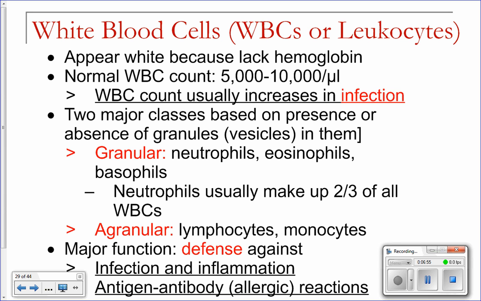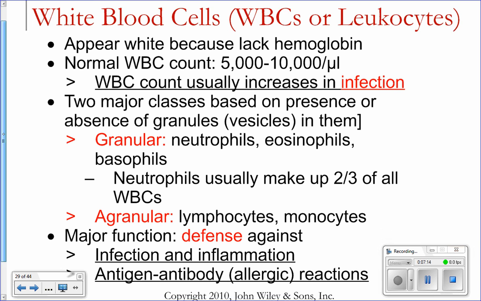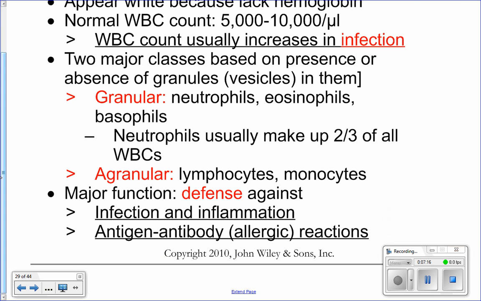Because when you do get an infection, your white blood cell count increases because it's sending more of an army there to fight off the infection. Okay, so if you have a higher white blood cell count, that could be for infection or cancer. Okay, so we have 2 major classes of white blood cells. So we basically take the white blood cells and we split them into 2 groups, granular and agranular.